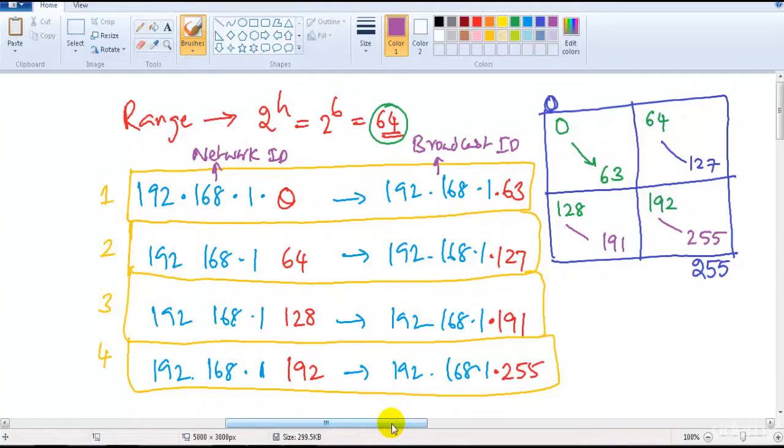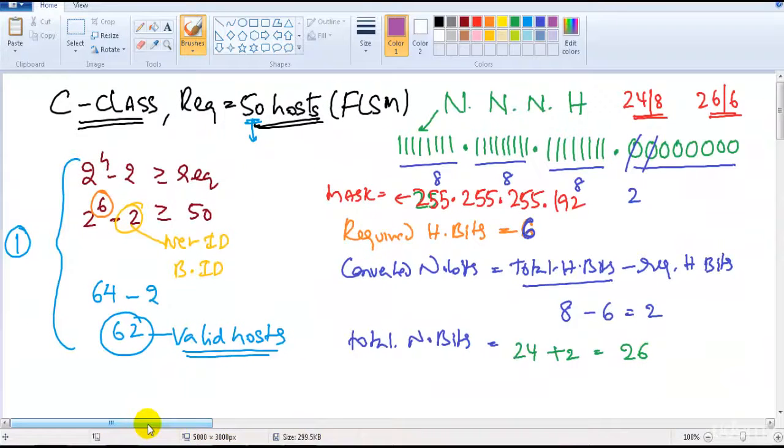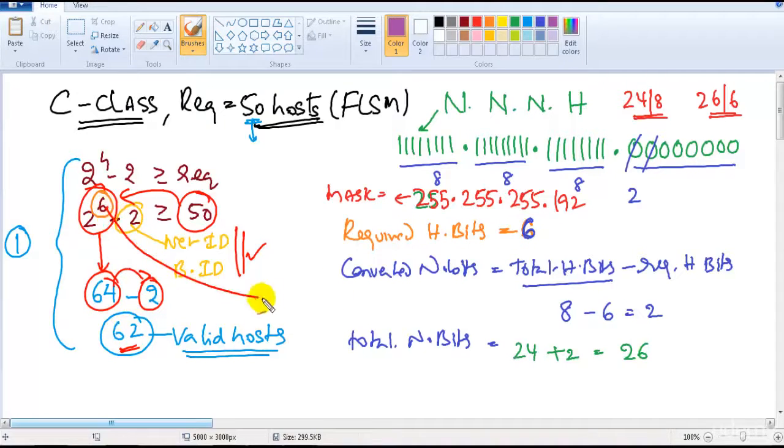Let me quickly revise the calculation process. In the first step, we need to figure out what my requirement is, and then see the 2 power value that satisfies our condition. According to the 2 power table, 64 is the possible size, but I cannot use the first and last addresses because of the network ID and the broadcast address. So the valid host addresses will be 62. From that I get 6 required host bits, and I'm going to use only 6 host bits and convert the remaining 2 into network bits.